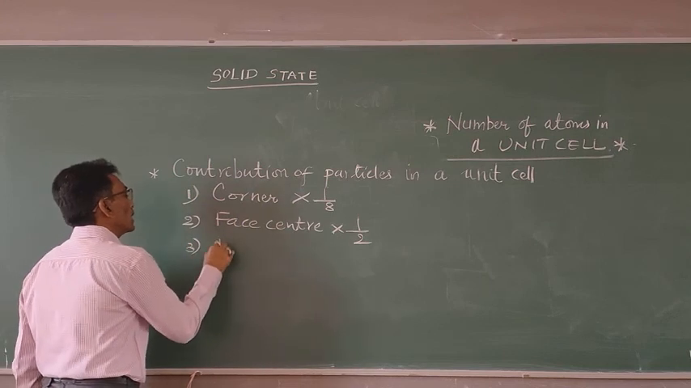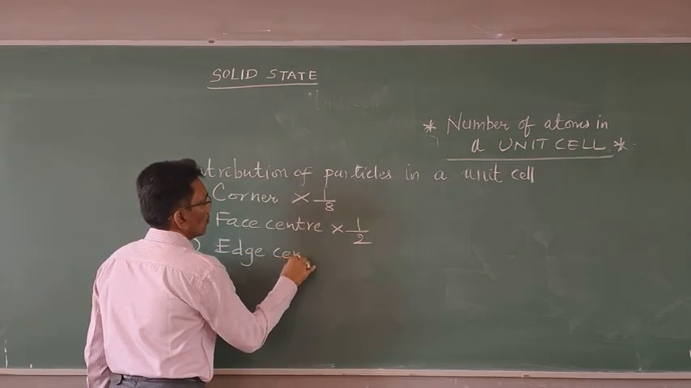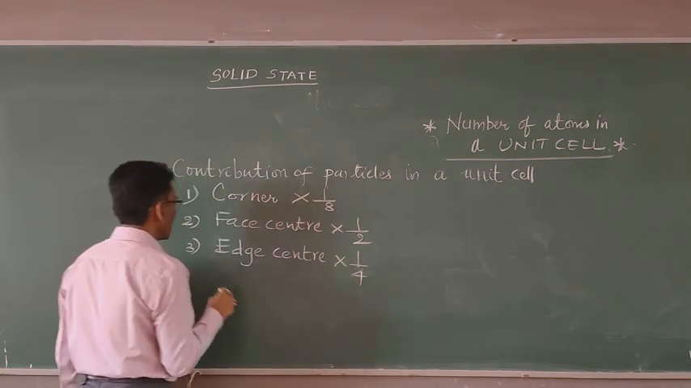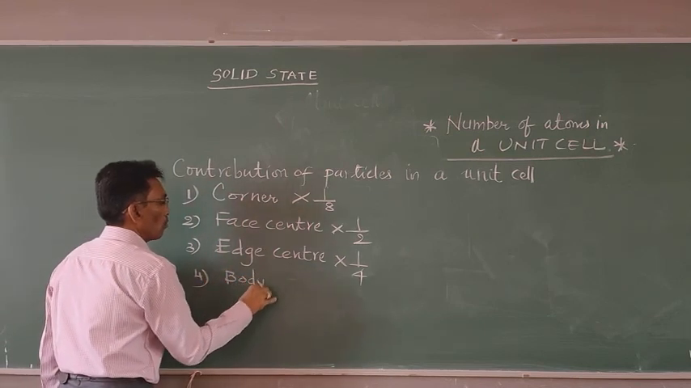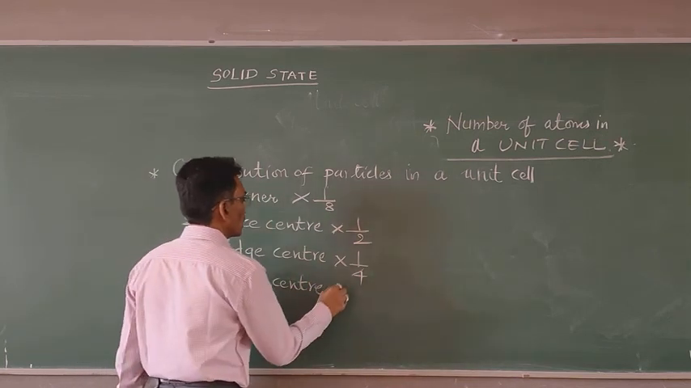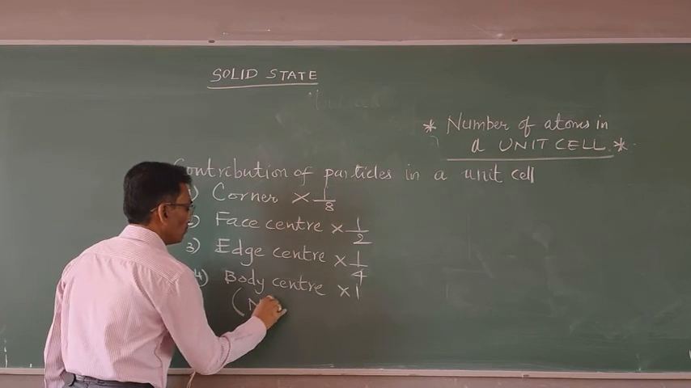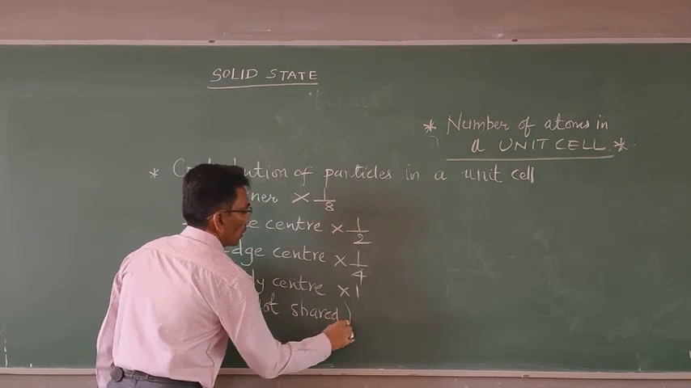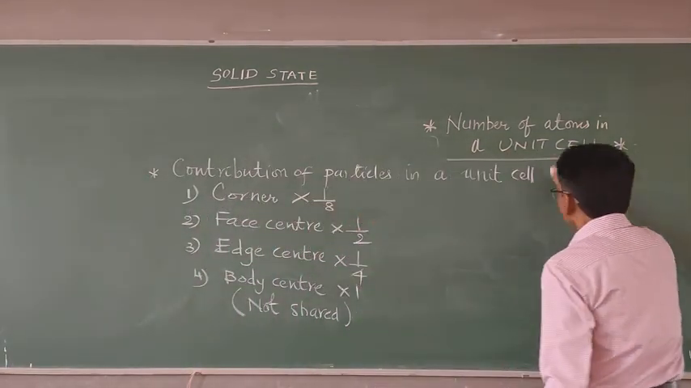3. Edge center. Edge center is shared by 4 unit cells. Body center: body center into 1, that is not shared by any other cells. Now for 2 marks, what is the question?